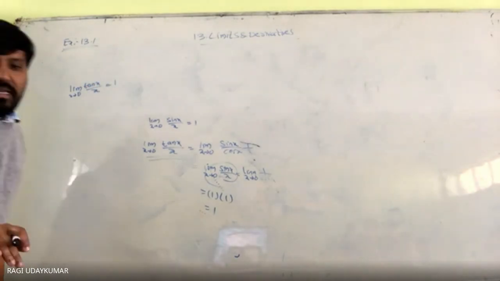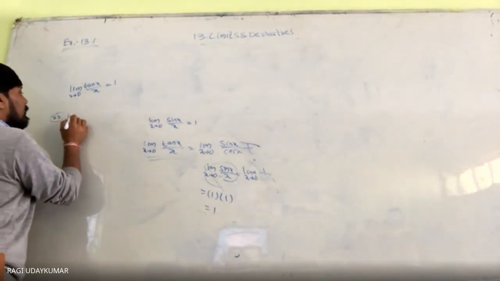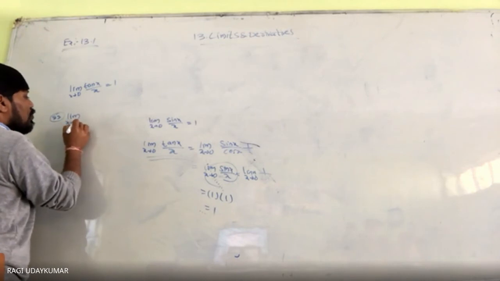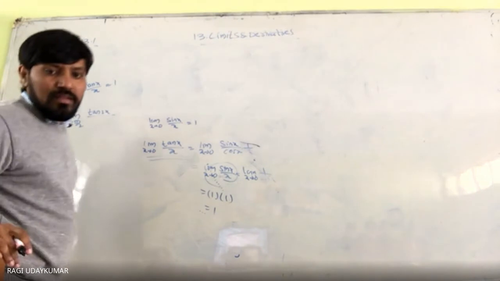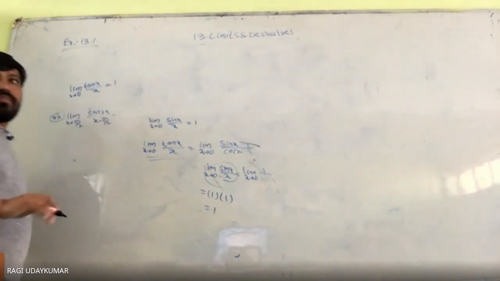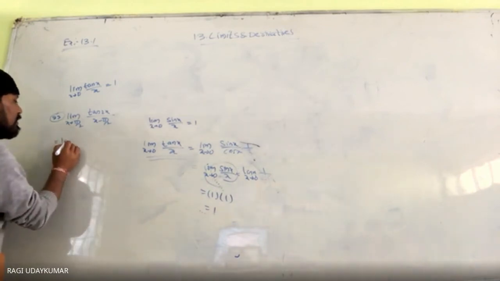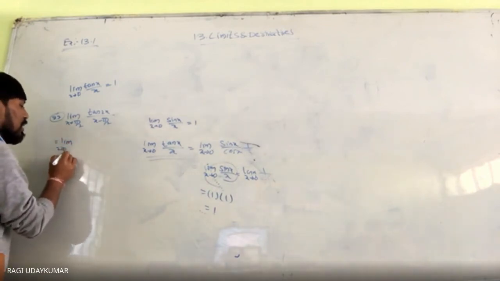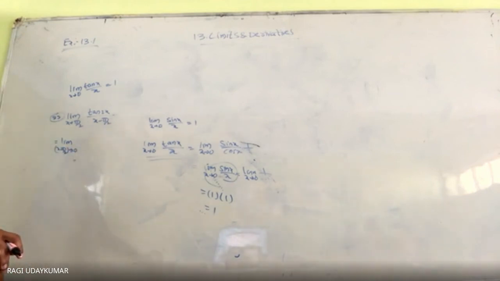If you use this one, the problem number 22: limit x tends to pi by 2, tan 2x by x minus pi by 2. How can you write this? Here you can write it as limit x minus pi by 2 tends to 0. X tends to pi by 2 means, can you write?